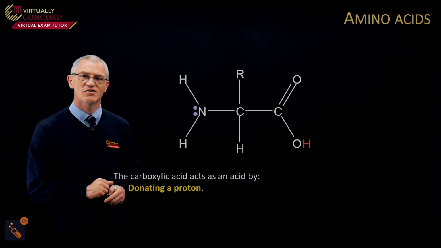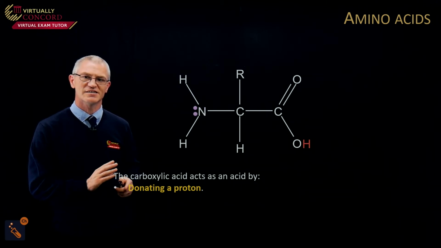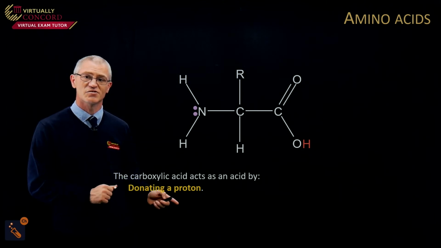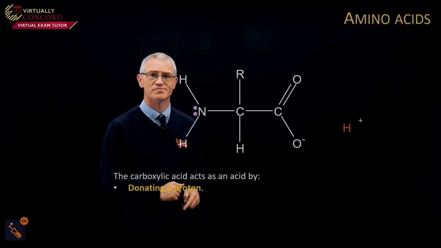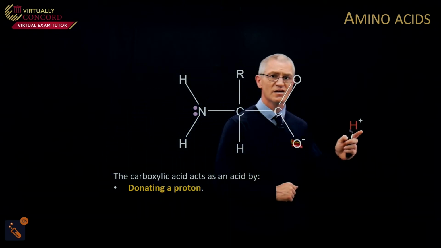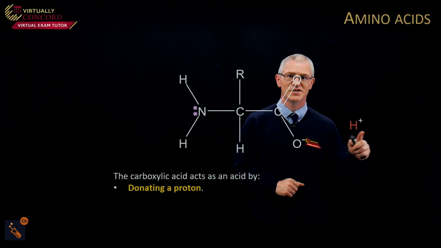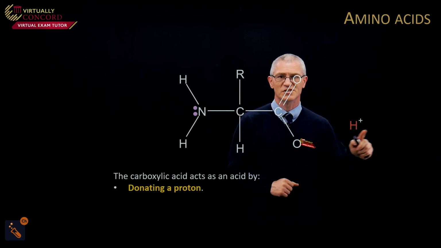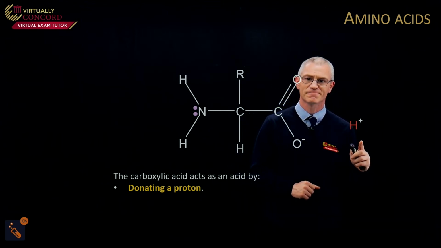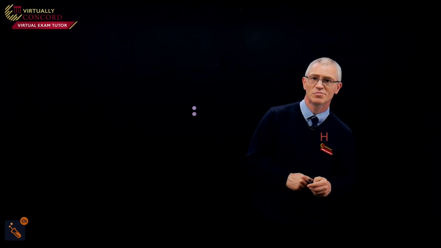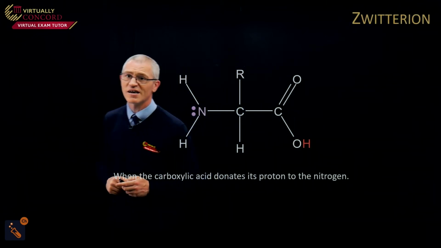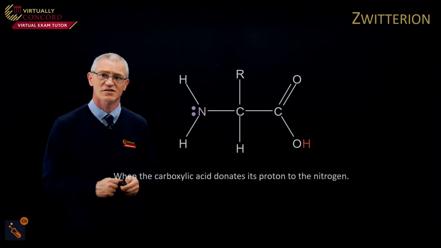So let's have a look now at the carboxylic acid acting as an acid, and it does that through donating a proton. So let's put our proton up. There is our proton. And our proton has left and been donated, separated from the carboxylic acid. Because it's separated from the carboxylic acid, it's donated that proton, it acts like an acid. Now, if we put that back on again, and we show you our alpha amino acid.